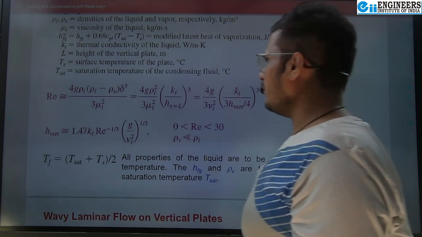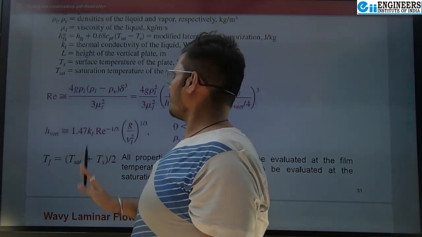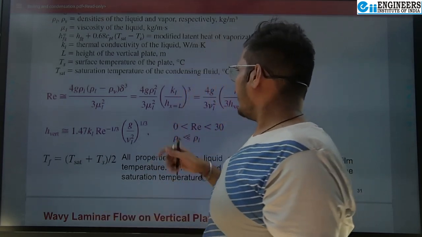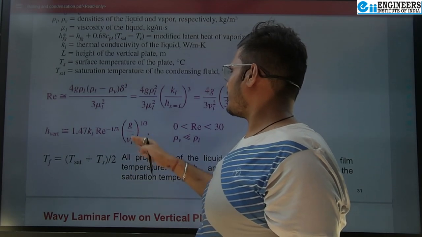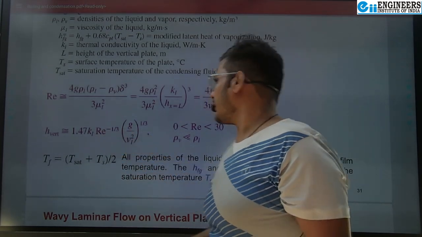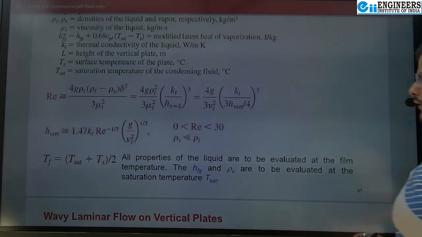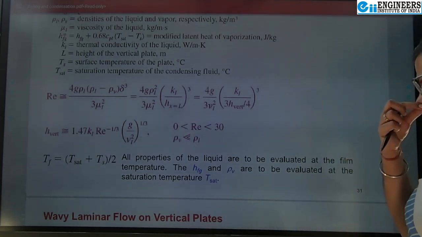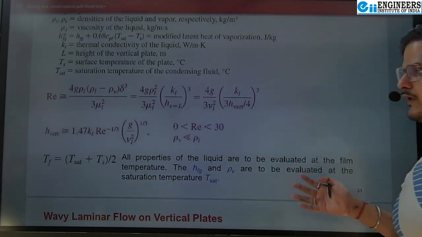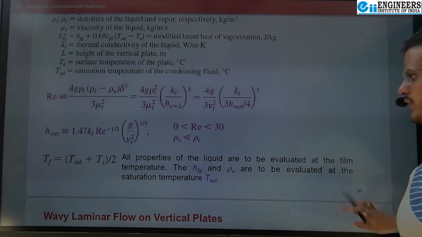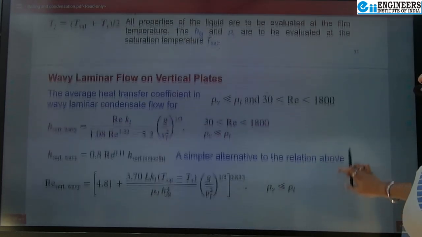So this is how the convective heat transfer coefficient for a vertical plate can be given on the basis of the Reynolds number, acceleration due to gravity, kinematic viscosity, and thermal conductivity of the liquid. All the thermophysical properties of the vapor and the latent heat of vaporization are estimated corresponding to the saturation temperature. Then we will move on to the wavy laminar regime.